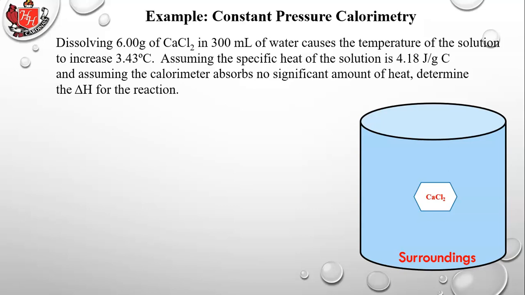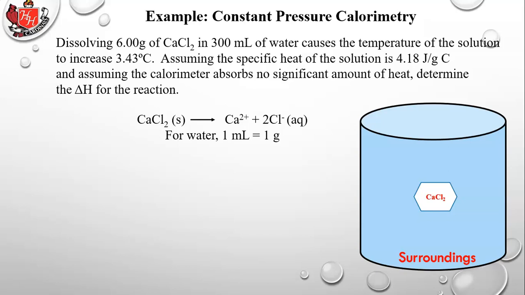And assuming the calorimeter absorbs no significant amount of heat, determine the delta H for the reaction. And once we know the delta H from the reaction, we will know how much energy was in the chemical bonds of the calcium chloride. So there's the chemical reaction, similar to the sodium hydroxide. Ca plus Cl2 will give you a Ca2 plus ion and 2 Cl1 minus ions. So you get those off your periodic table of charged ions.